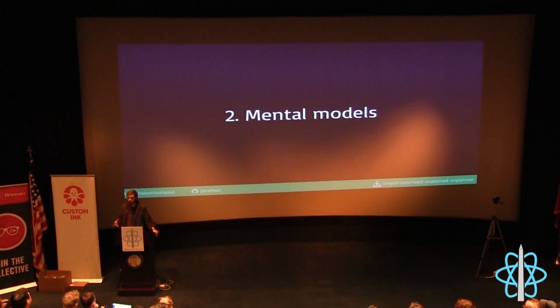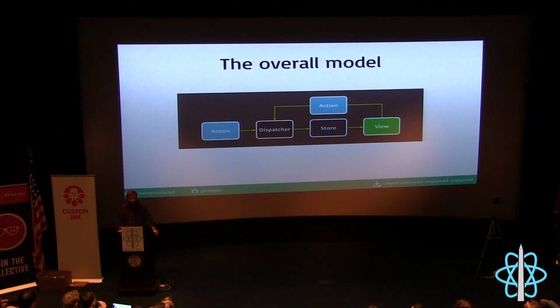Second, mental models. How can we give people a good set of mental models to work with React? So you've probably seen a diagram something like this before, and this is a useful mental model to give someone to help understand the overall picture of how React works. So there's a store which renders into a view. The view can dispatch actions, which has some logic associated with it, which then updates the store again. Actions can also come from the outside, which has some logic to update the store.